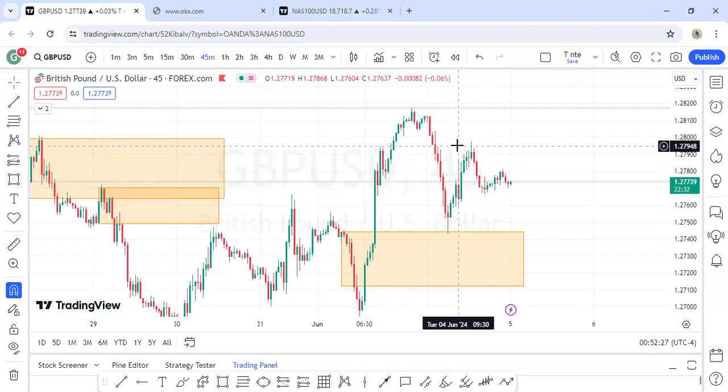So typically, you're looking at the last push down or push up before the market makes a new high or a new low. You mark that whole zone, right?